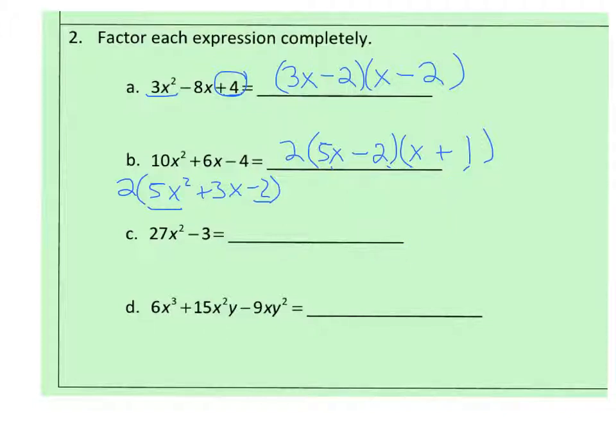Okay, and the next one, again we have a GCF. Both terms are divisible by 3, so I factor out a 3 and I get 9x squared minus 1. And then both 9x squared and 1 are perfect squares, so this is a difference of squares. I leave the 3 in the front, and that factors to be 3x minus 1, 3x plus 1.